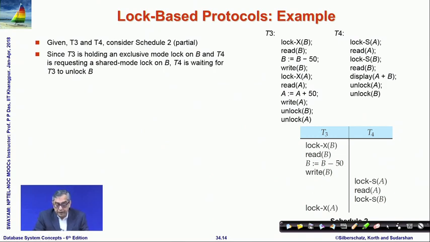So, here we are again showing T3, T4. This is a schedule given, schedule 2, which is just given partially, and since T3 is holding an exclusive lock on B and T4 is requesting a shared lock, T4 has to wait for T3 to unlock B before it can do that operation.